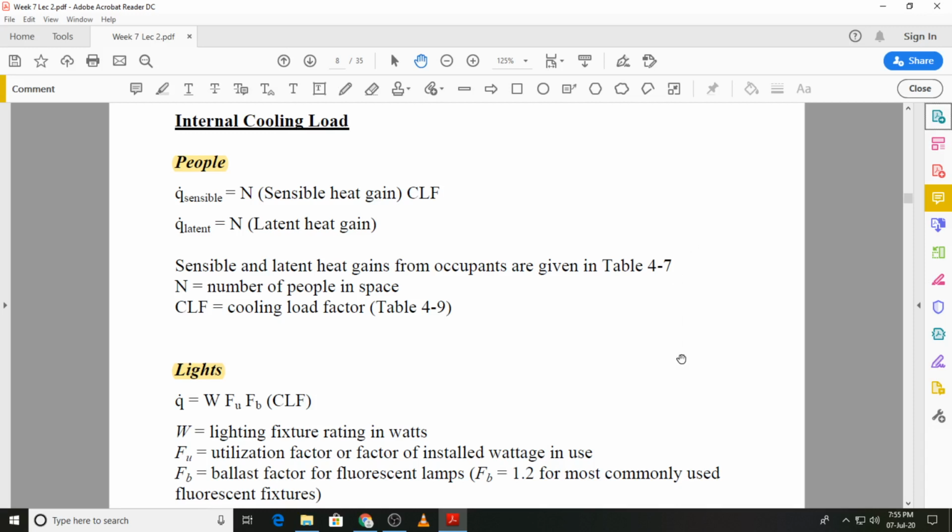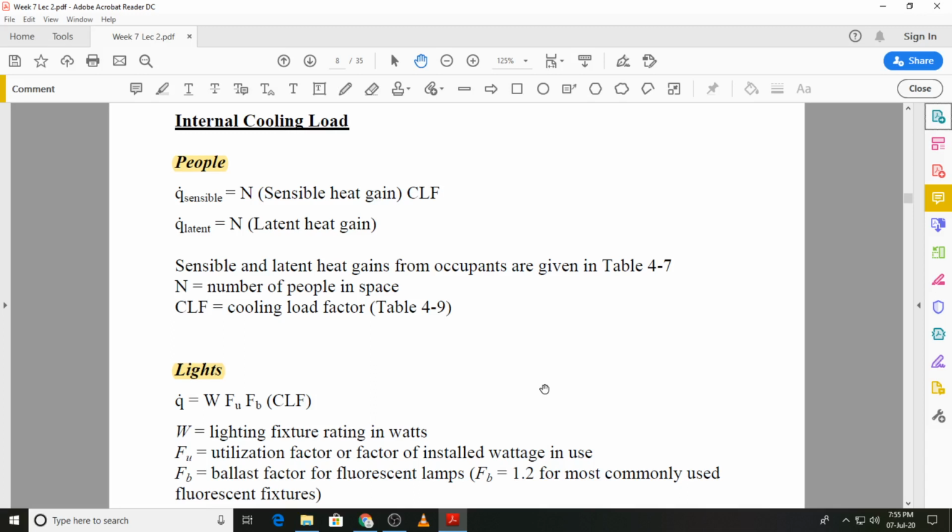For the case of lights, because again there is thermal radiation that is emitted from lights, remember any object above 0 Kelvin emits thermal radiation, so there will be a need for finding out a CLF, which will also be obtained from a table. Q dot will be equal to W, which is the total wattage, FU is the utilization or the usage factor, that is what fraction of the total installed capacity are we using.